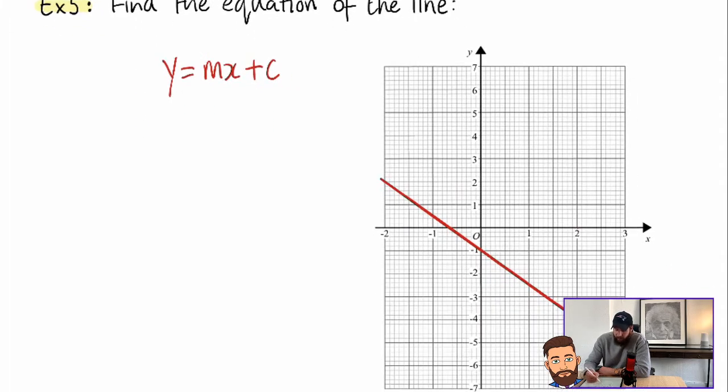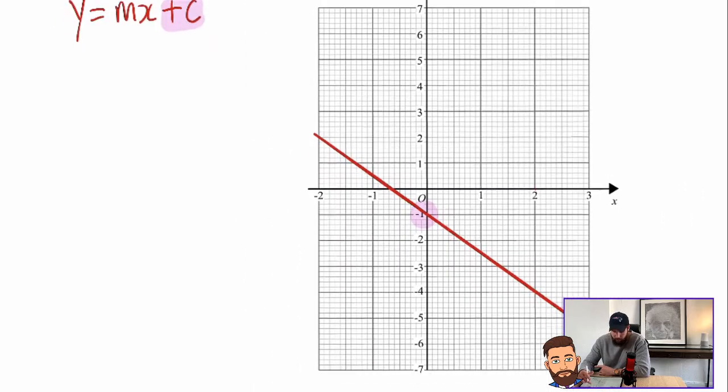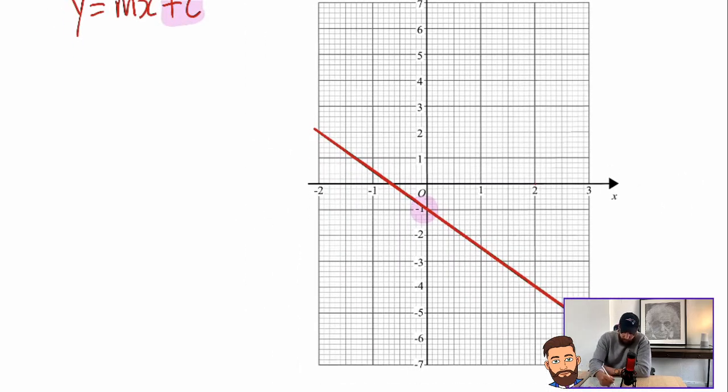The easiest thing for us to identify is the plus c, which in this case here, it's not plus, it's minus 1. It's crossing at minus 1. Okay. Now the gradient, that requires a little bit more work, but we're going to draw a triangle. Now again, you can draw the triangle as big or as small as you want, providing it is on the grid in the appropriate way that we've discussed. You're going to get the correct answer.